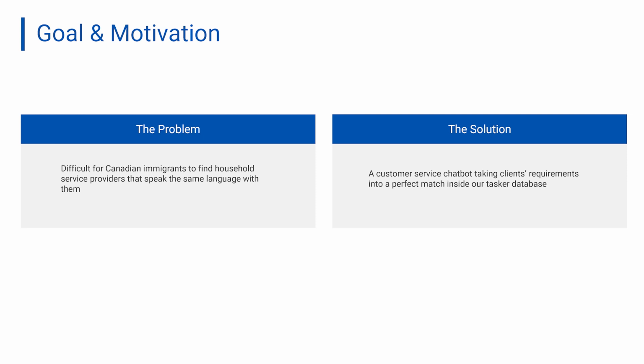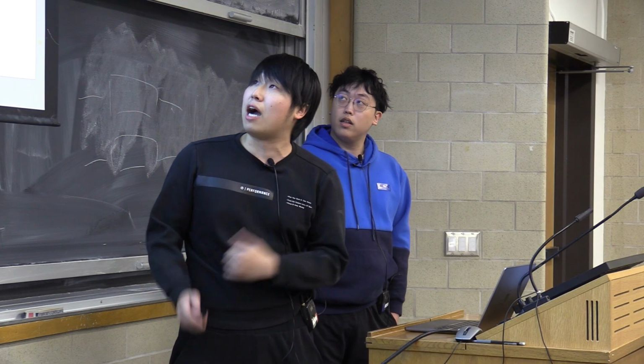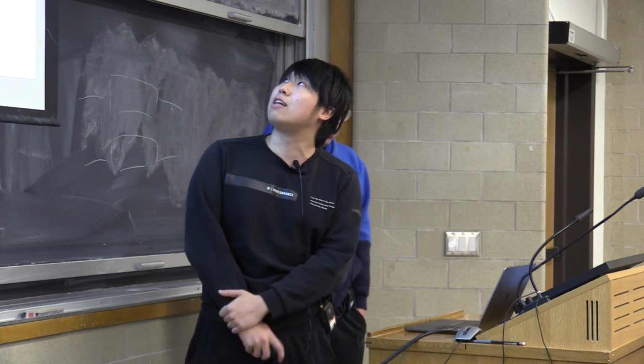So the problem we are trying to solve is that it's difficult for Canadian immigrants to find household service providers, especially those who speak the same language as them. The solution we are presenting today is a customer service chatbot that takes these clients' requirements and finds a perfect match in our tasker database. We'll prioritize the language preference as well as other top priorities, because we want to cross this language barrier for immigrants. And my partner will discuss more about the data and processing.